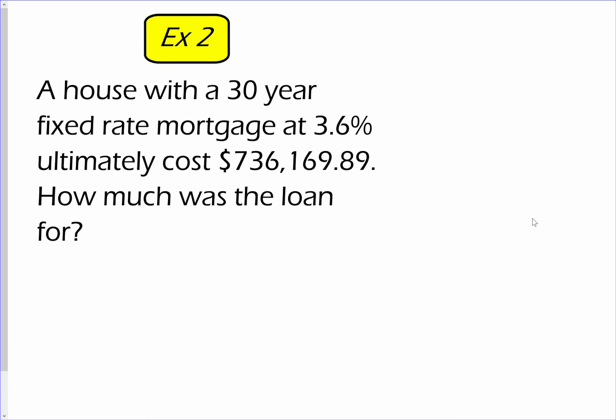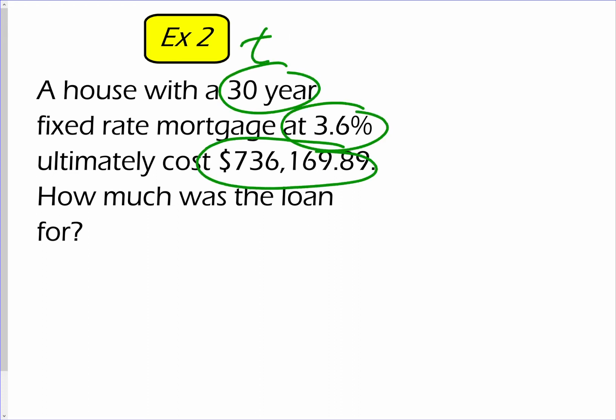Okay. Example number 2. A house with a 30-year fixed rate mortgage at 3.6% ultimately costs $736,169.89. So we have lots of things, right? Here's our time, here's our percent R, and this is our value of A, right? We don't know our principal, we don't know how much the house was to begin with. So we'll start with 736,169.89 equals our principal times e to the 0.036. Again, be careful with that, times 30.